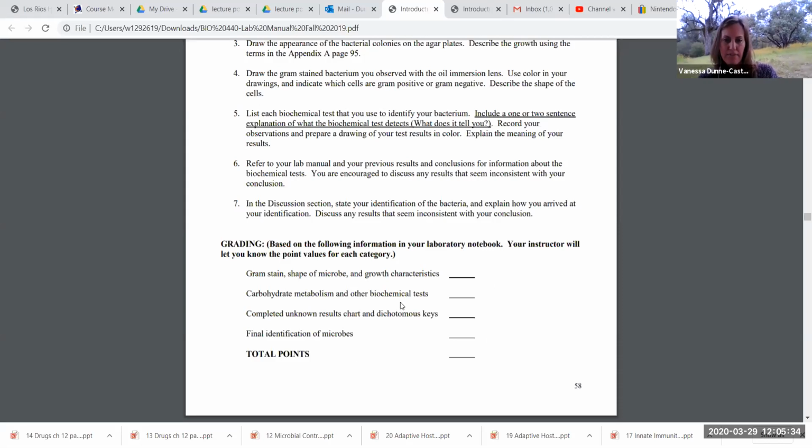And that's it. So that's 50 points total, 10 points for just the ID, 10 points for the biochemical results chart and dichotomous keys. So those two are sort of separate. The other 30 points will come from the lab notebook entries and then your final one-page write-up. And so these things all have separate due dates for your time frame.